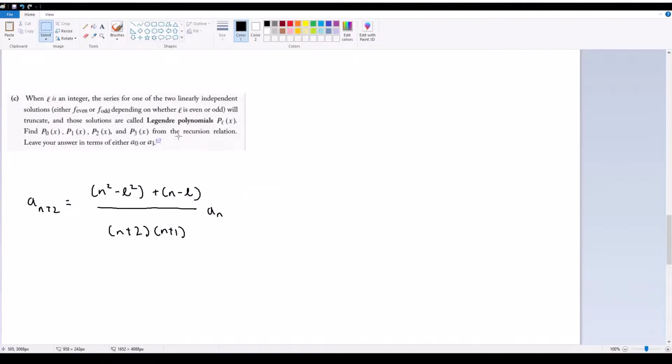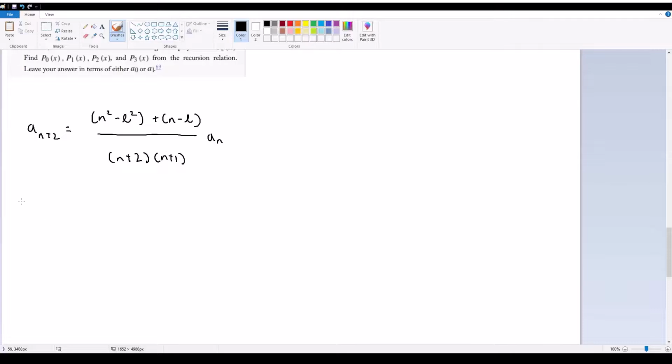Okay, so part C, we realized that basically the series for our given solution is basically going to be the Legendre polynomials themselves. So we're asked to find P0, 1, 2, and 3. So let's start with P0. So for P0, L is equal to 0, which is even. So that means all of the odd terms by definition have to equal 0. Therefore, A1 is equal to 0. So that way A3, A5, A7 all equal 0.